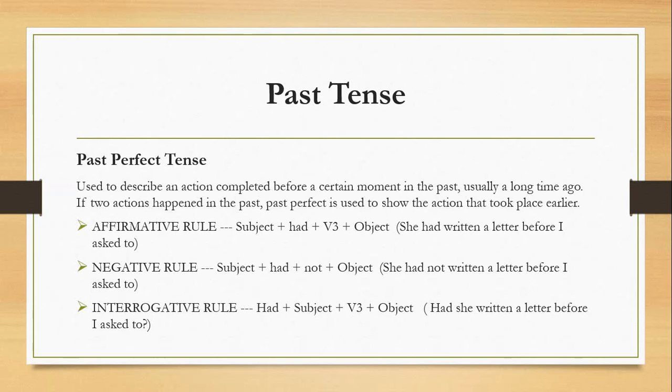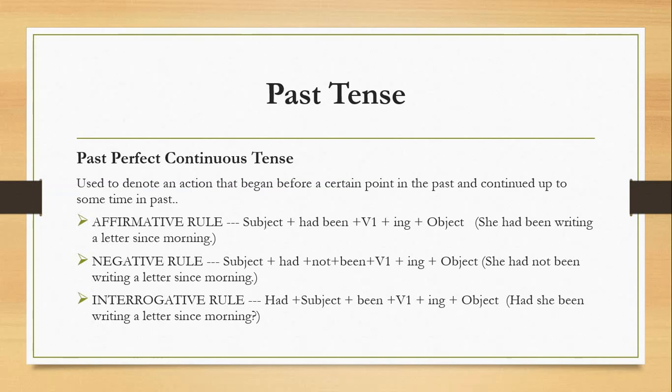She had written a letter before I asked her to. Then negative: subject plus had plus not plus V3 plus object. She had not written a letter before I asked her to. Then interrogative: had plus subject plus V3 plus object. Had she written a letter before I asked her to? V3 is there in all the sentences.